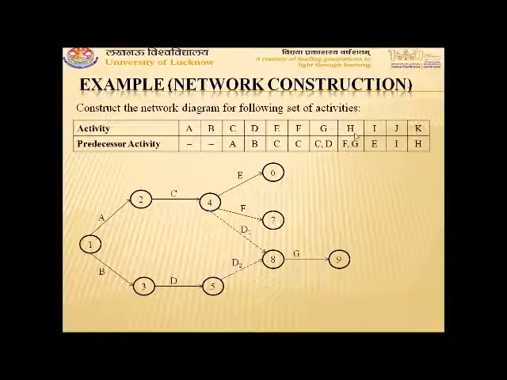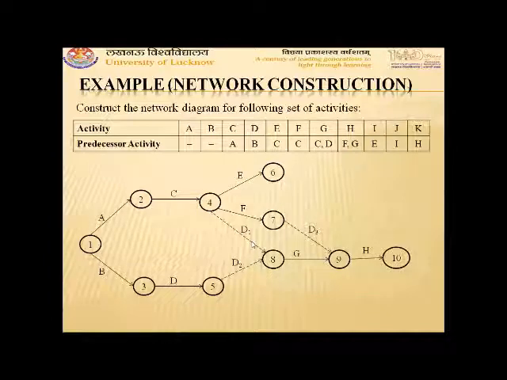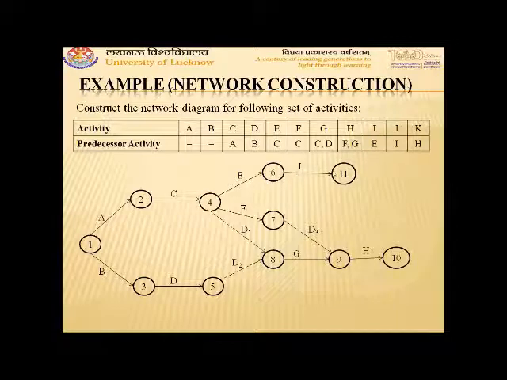Now F and G are the predecessors of H. So the F and G events will be joined by a dummy activity, that is D3. Then from 9 starts activity H, that is this one. Then E is the predecessor of I. So from E draw activity I in this manner. Then I is the predecessor of J, draw activity J from event 11, which ends at 12. And H is the predecessor of K, so from H draw another activity which is K.